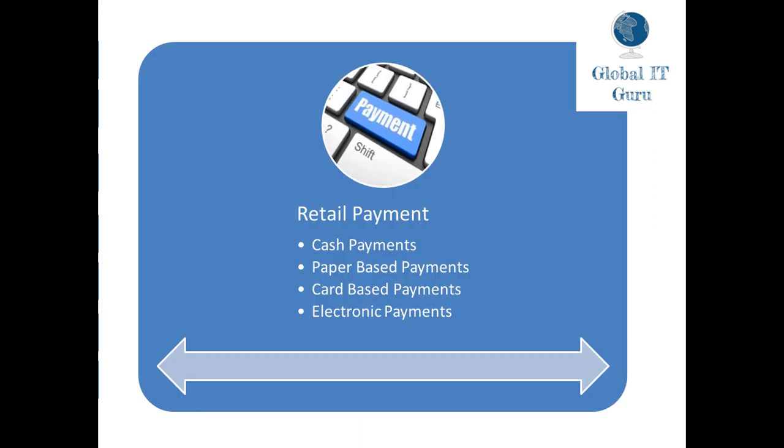As part of retail payment, we have these four types: cash payments, paper based payments, card based payments, and electronic payments. As we know, any payment which is in the form of cash is known as cash payment. We have a little bit of info here. In detail we will cover paper based, card based, and electronic payments. Let's go to the next slide where we'll have a detailed idea about paper based payment.